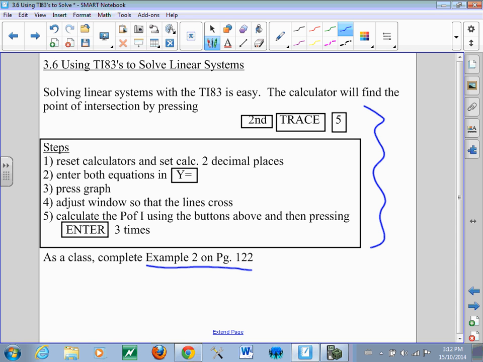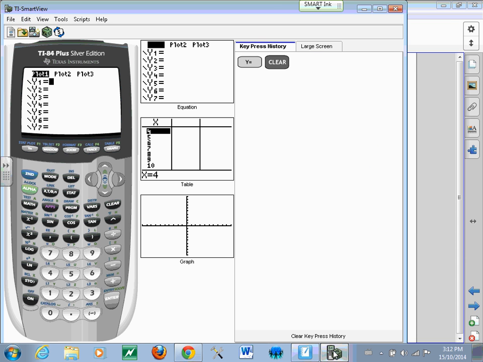So it says, solve the linear system, determine the solution to 2 decimal places. So what we're going to do is I'm just going to pull up my graphing calculator here, folks. It says to round to 2 decimal places. If you haven't reset your calculator, make sure you don't have anything in your equations. And how did I get to that? I pressed Y equals.